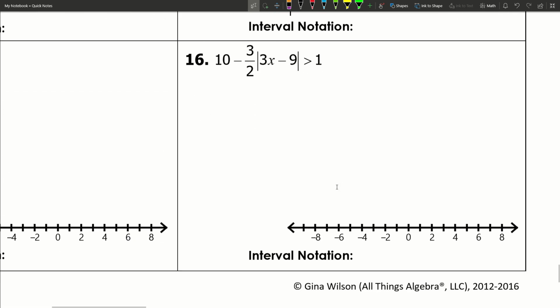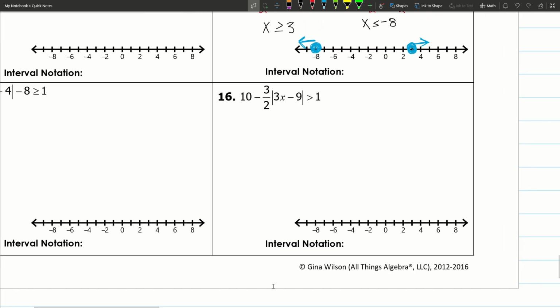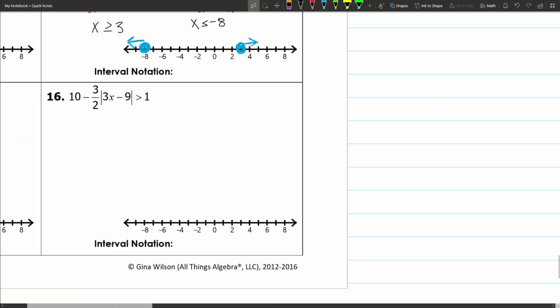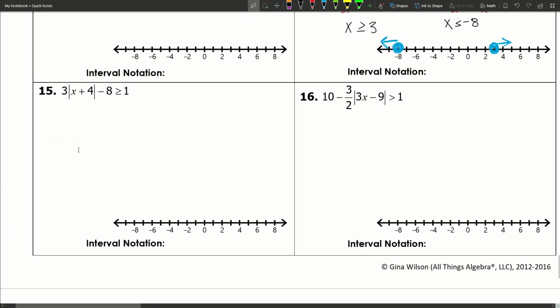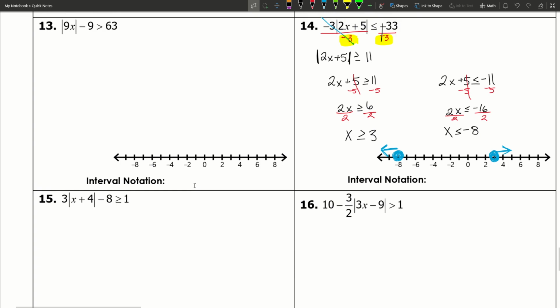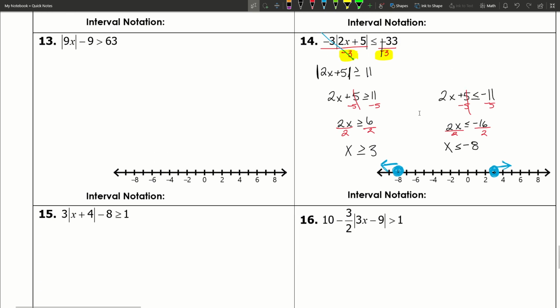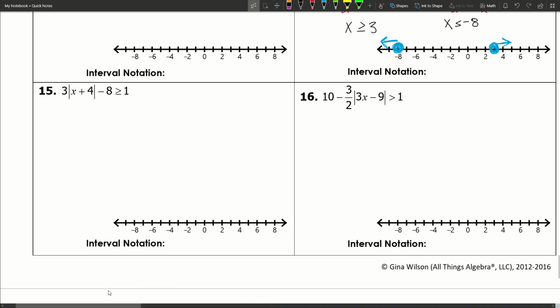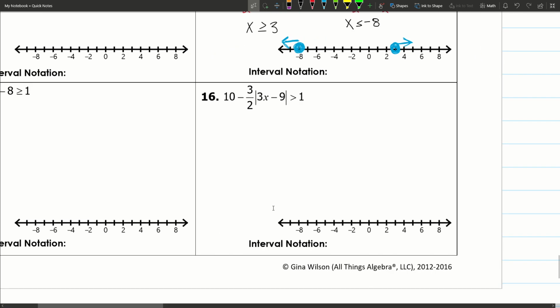The last one that we're doing together is number 16. Same process, different numbers. Also extremely difficult. This one has a fraction outside. On number 15, notice this does not have a fraction, so you will just add your 8 and you will divide by 3. So mine's going to look a little bit different. Number 15, you're going to do it just like we did number 14, okay? The only difference is you're not going to have to flip your sign. So number 15 and number 14 are going to be pretty similar, not 15 and 16. 16 has the fraction.